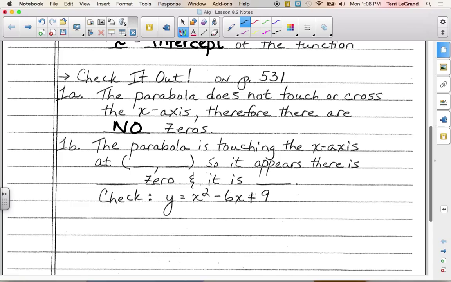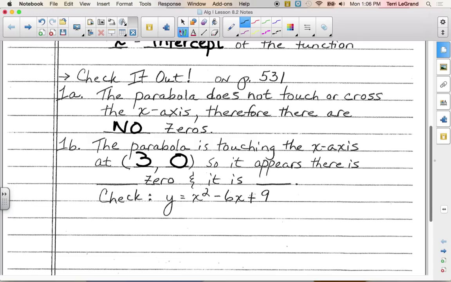Okay, 1b. What do you think? Do you think there are any zeros for 1b? Yes. How many? 1. Oh, only 1. Okay. In other words, the parabola is touching the x-axis. At what ordered pair? 3, 0. 3, 0.